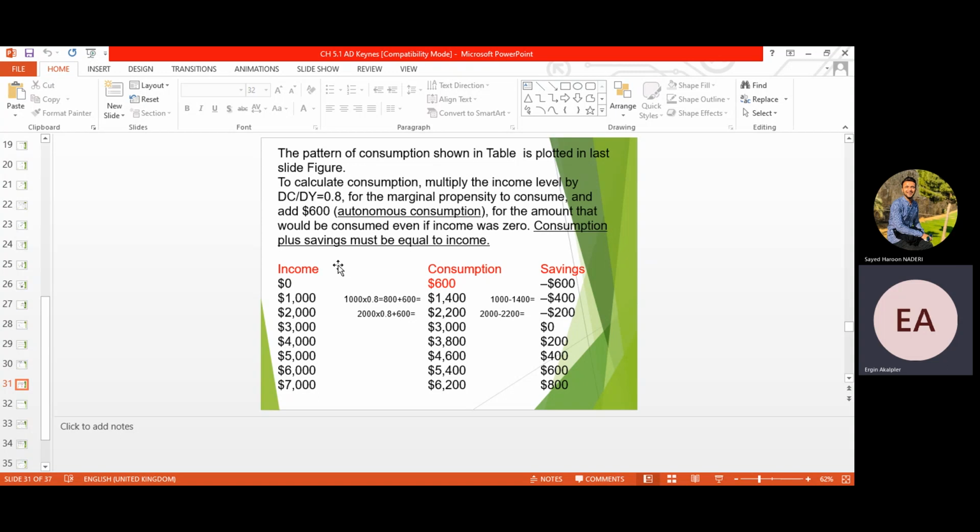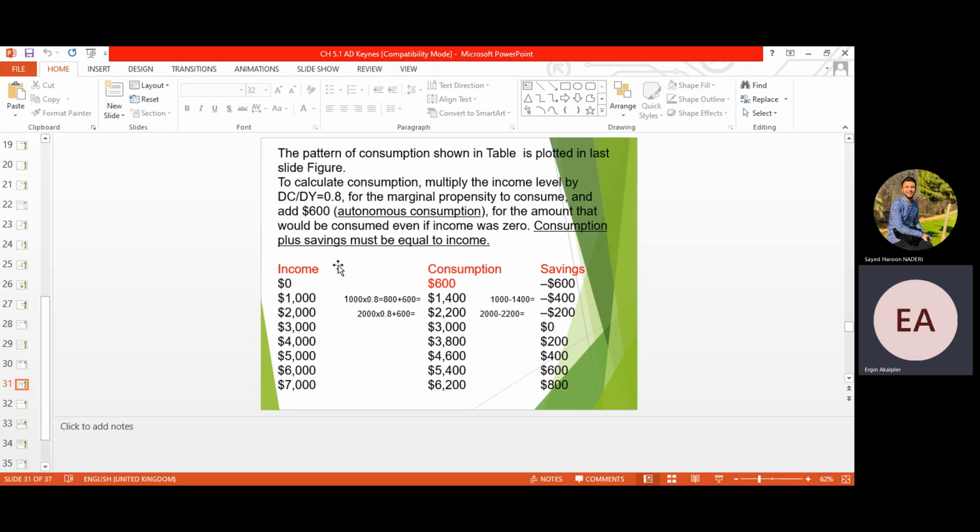And at 3,000, when your income is increased to 3,000, now you reach zero, so you are in balance, neither negative nor positive. Then you have 4,000. After 4,000, you start to save some. As you see, 0.8 times 4,000 plus 600 autonomous consumption gives you 200 only to save.